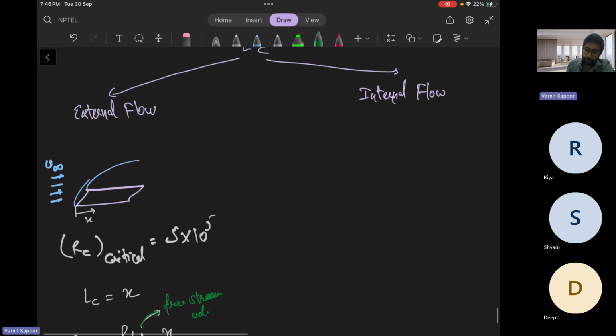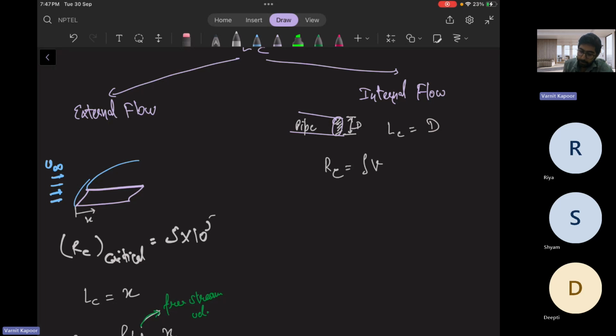Whereas if my flow is internal, suppose I have a pipe in which flow is happening, and the diameter of the pipe is d. This is your pipe, and flow is happening. So here the characteristic length will be nothing but your diameter. So here Reynolds number will be rho v, whatever the flow velocity is, into diameter by viscosity.